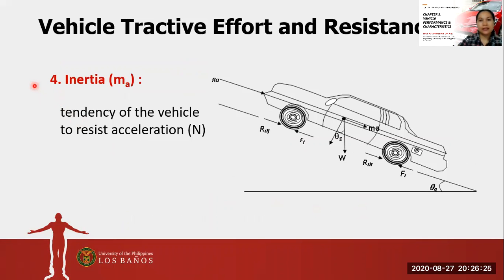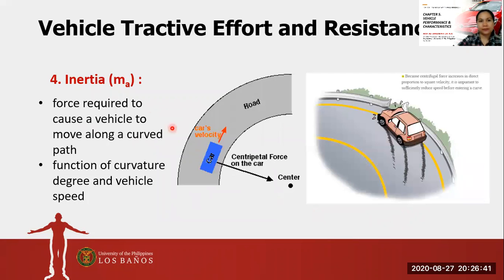And last but not the least resistance is the inertia, MA. This is the tendency of the vehicle to resist acceleration. Inertia is the force required to cause a vehicle to move along a curved path, and it's actually a function of the degree of the curvature and the speed of the vehicle.